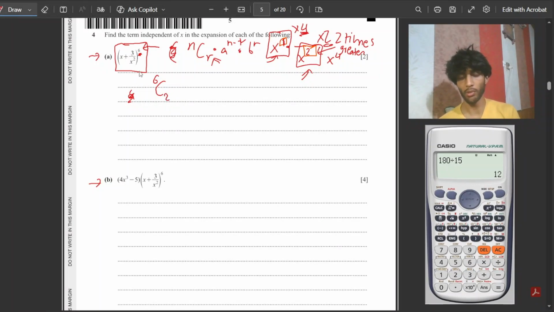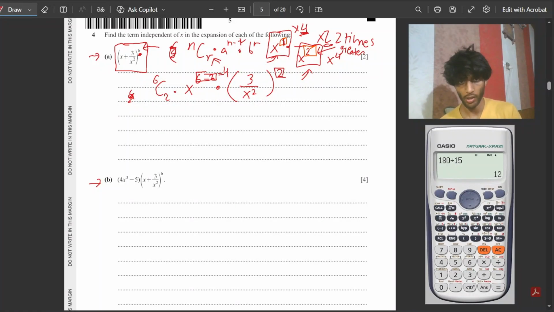So this is going to be my n choose r, and then I multiply it with the a term. The a term is going to be x, raised to the power 6 minus 2. And then for the b term, I have 3 divided by x squared, raised to the power r. r is 2. And so check this out. This right here is going to become 4. So x is raised to the power 4, while b is raised to the power of 2. Why? Because let me simplify this. So what is 6 choose 2? 6 choose 2 is basically equal to 15. This part is 15.